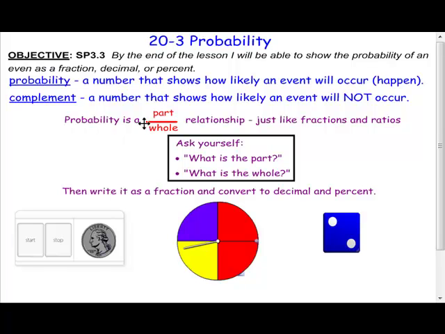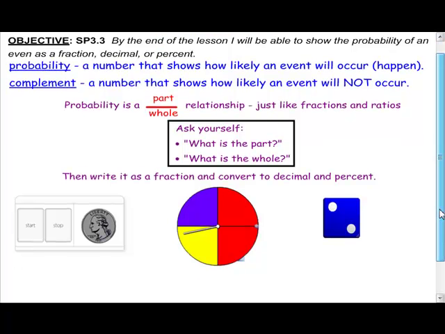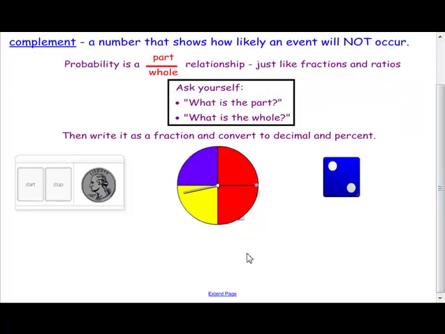So probability is a part-to-whole relationship, just like fractions and ratios, and that's how we're going to be dealing with it. That's why we say we're going to deal with it like a fraction, a decimal, and a percent. Two things to ask yourself. What is the part? And what is the whole? Then you write it as a fraction and convert it to decimal and percent.